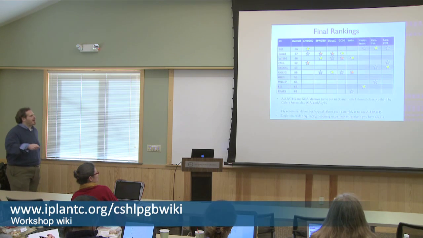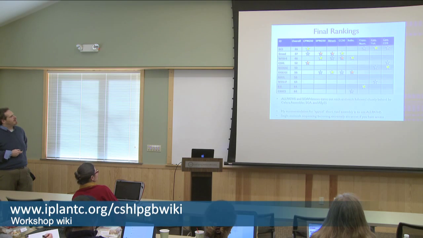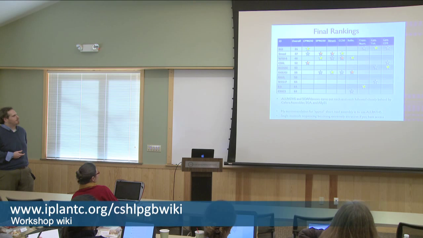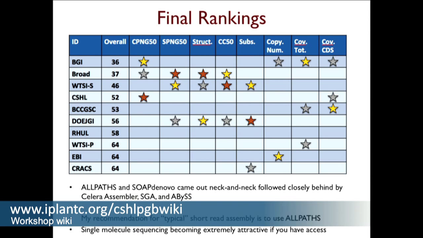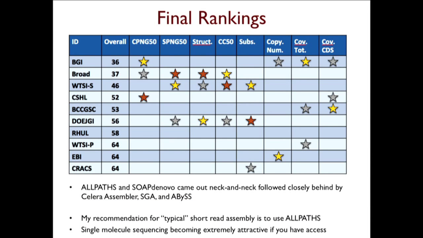From this, my interpretation is that ALLPATHS and SOAPdenovo were basically indistinguishable in terms of their performance. However, ALLPATHS has the major advantage that it's very, very straightforward to run. There are very few parameters that you yourself have to set. Part of the algorithm is to inspect the data to try to infer what your coverage level is, what the error rate is, all these things. It'll try to discover that for you so you don't have to manually adjust a million different parameters.